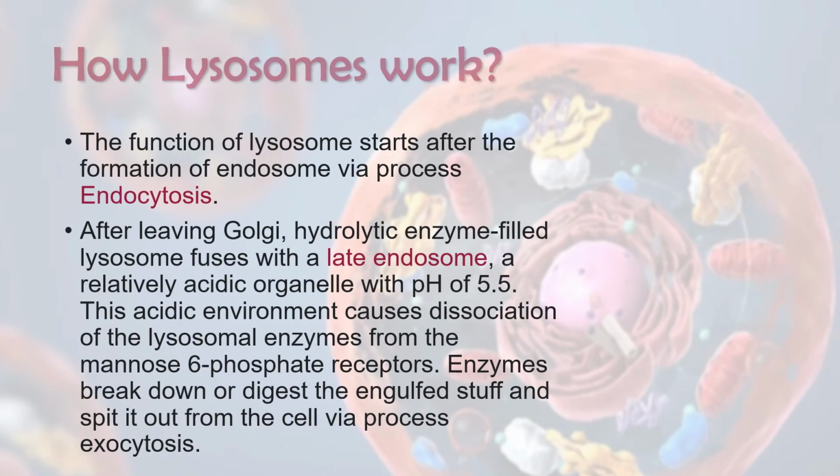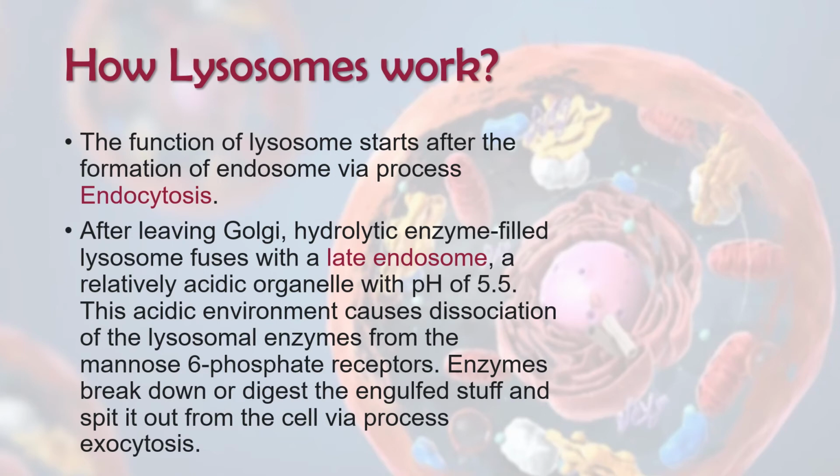Now, how lysosomes work. To understand how lysosomes work, we first have to understand the process of endocytosis. It is a process by which a cell engulfs any stuff, which may be bacteria, virus or food particle. Or we can say it is a cellular process in which the stuff to be digested or broken up is surrounded by an area of cell membrane which buds off inside the cell to form a vesicle. This one is known as an endosome.